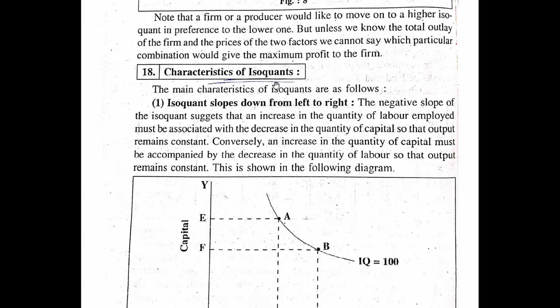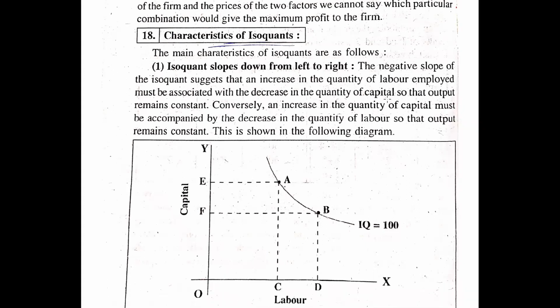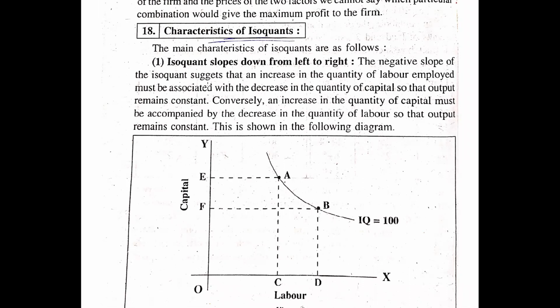Now, characteristics of the isocons. What is isocons? How does it slope? That we already have discussed in our previous lecture. Now we will see the first point of the characteristics: isocon slopes down from left to right. So guys, here you can see isocon slopes down from left to right.